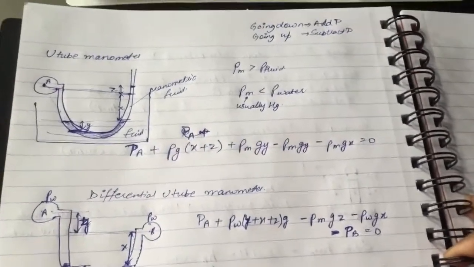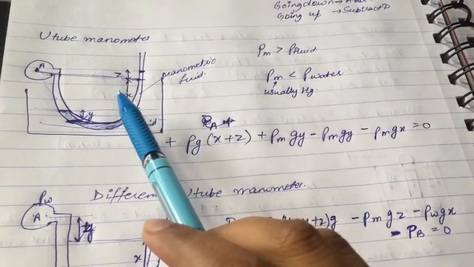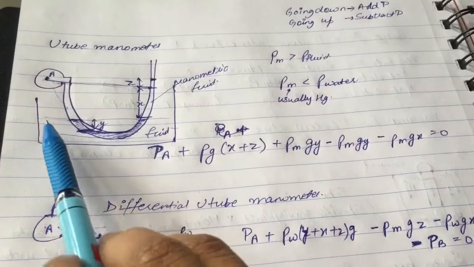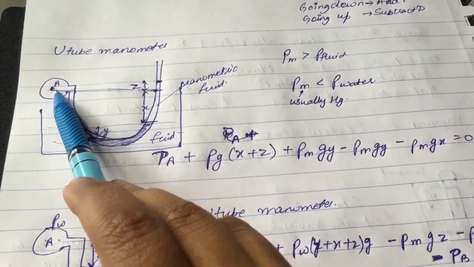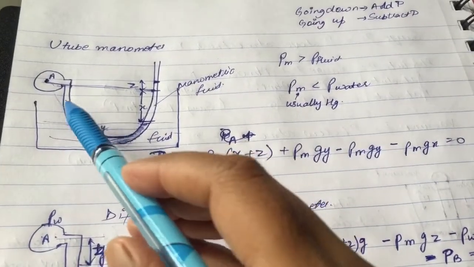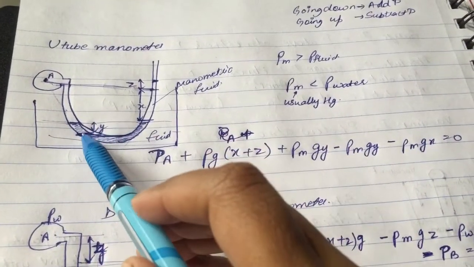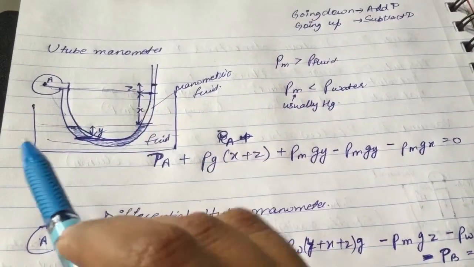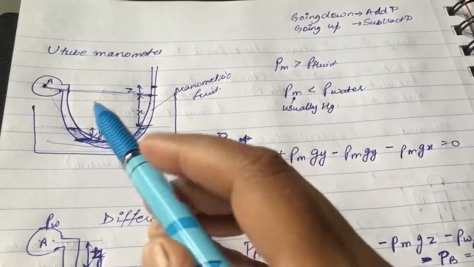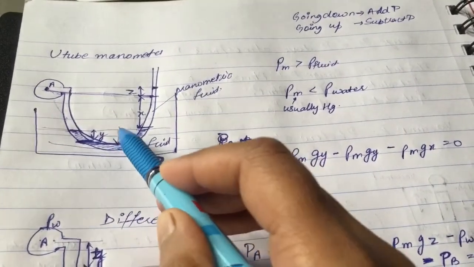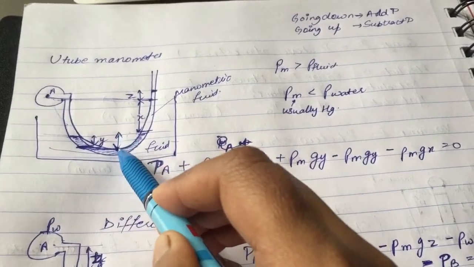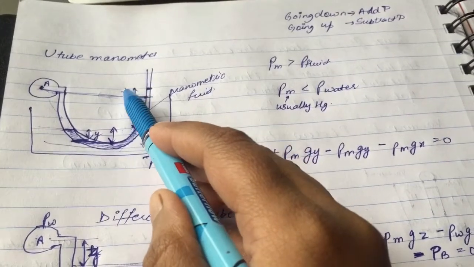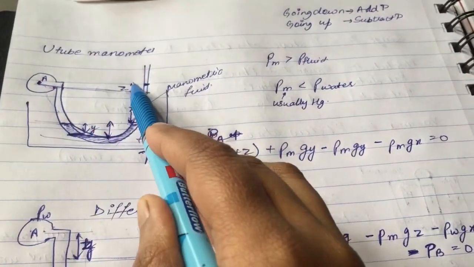Next type of manometer we have is the U-tube manometer. So in the U-tube manometer, it is in U shape, and this is point A. Here pressure is PA, and this is submerged in a fluid, and inside it this shaded portion is manometric fluid. Usually mercury is taken as manometric fluid. So this height is taken as y, above it this portion is taken as x height, and above it this side is taken as z.